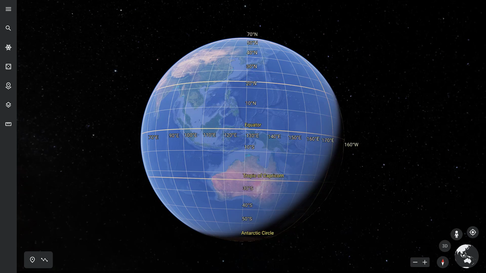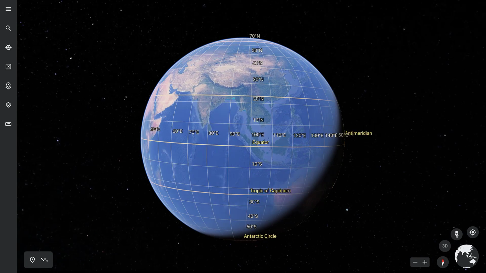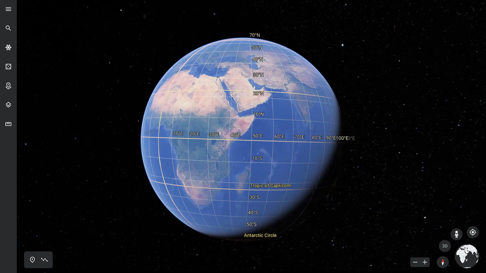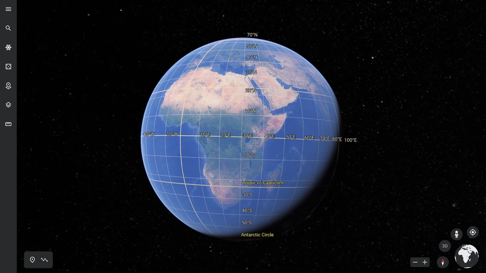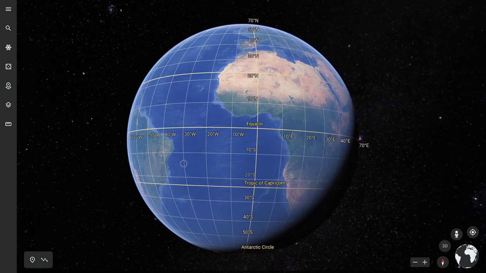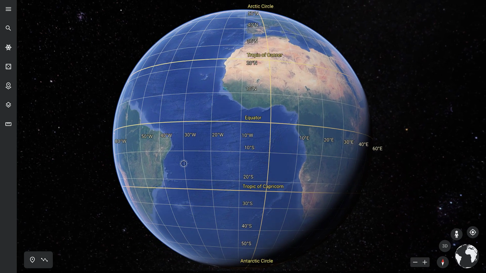So the horizontal lines, we'll talk about this when we go back to the notes in a minute, are called lines of latitude or parallels of latitude. Okay, and they're measured relative to the equator. So the equator is that big solid line you can see happening there. It's labelled as equator now that I've zoomed in.